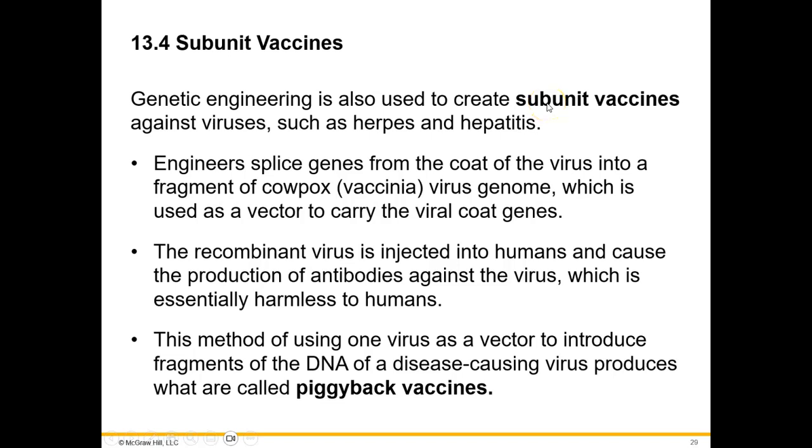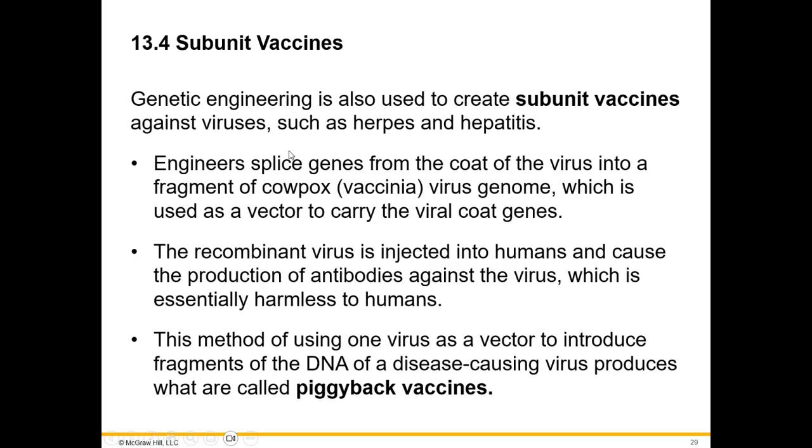Whenever we're talking about a subunit vaccine, those are like vaccines that are used against things like herpes and hepatitis. And basically, engineers will splice together the genes from the coat of the bad virus that's infecting someone into a fragment of a harmless virus, like cowpox virus for us, which will be used as a vector to carry that information into the person, so that now their immune system has the ability to immediately recognize that dangerous virus because it received that fragment from the spliced genes from the coat of the virus.